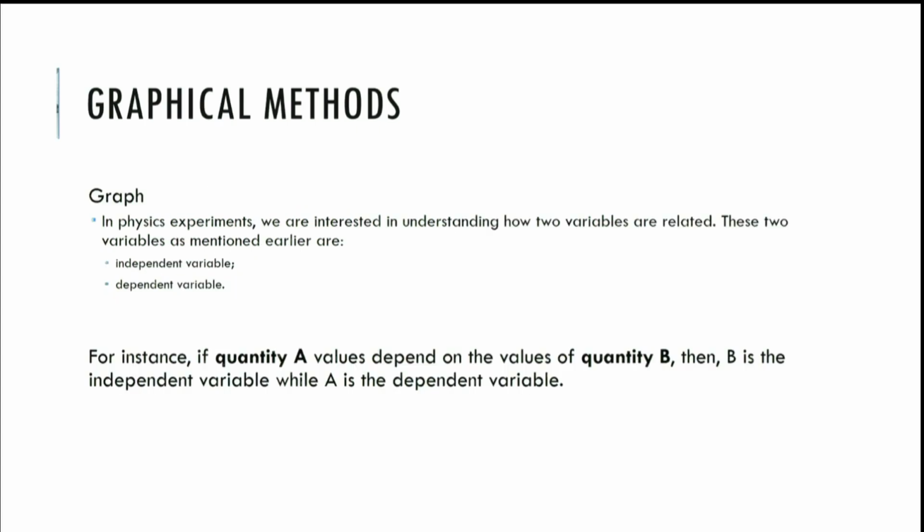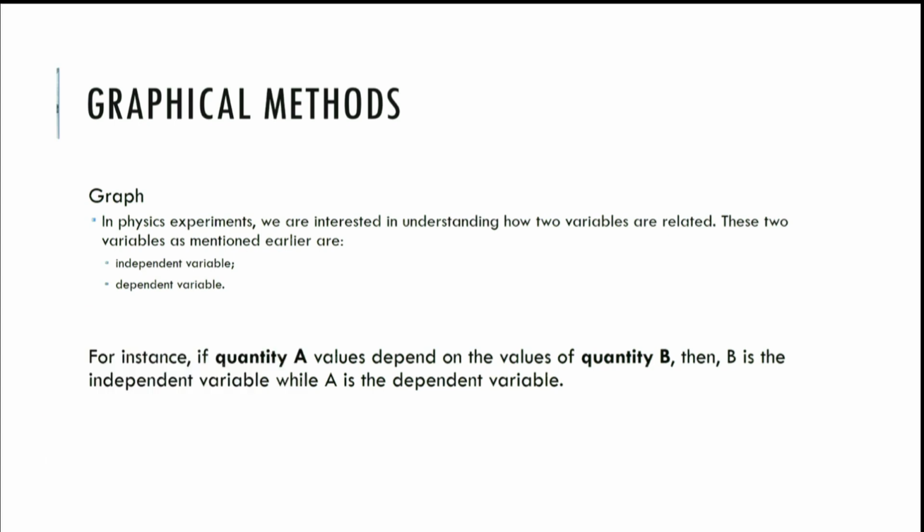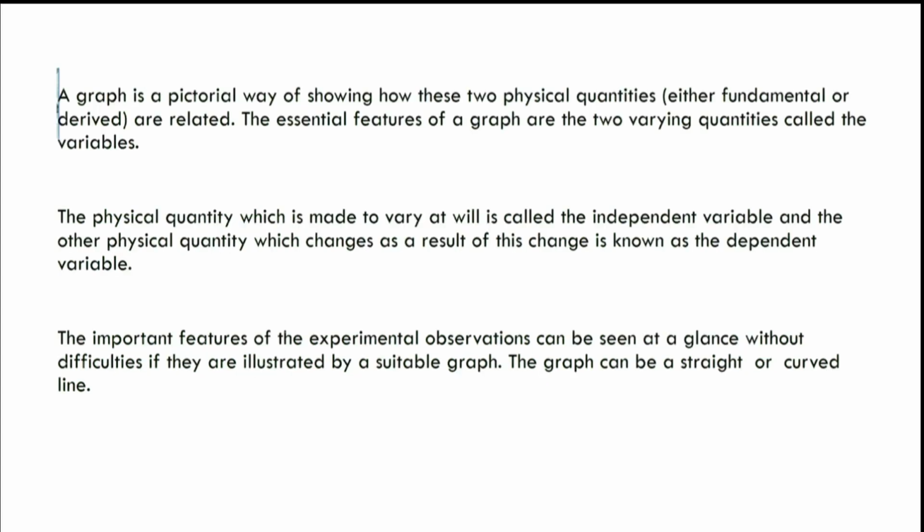Now, the graphical methods. In physics experiments, we are interested in understanding how two variables are related. These two variables mentioned are termed independent variables and dependent variables. For example, if you have two quantities, A and B, and if quantity A values depend on the values of quantity B, then you can say that B is the independent variable while A is the dependent variable.